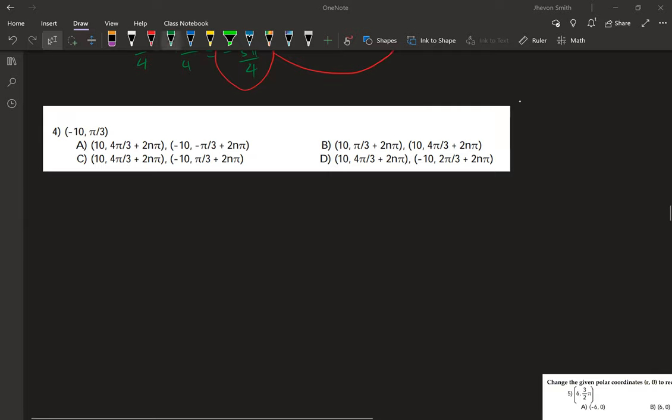Well, one situation, of course, is going to be minus 10 comma pi over 3 plus 2 n pi. That'd be A. Now, of course, if the r changes to a positive 10, then this should look like something like pi over 3 plus or minus pi, plus 2 n pi. Right? Or some odd multiple of pi. This is actually equivalent to saying an odd multiple of pi. Anyway, so who would fall into that category?